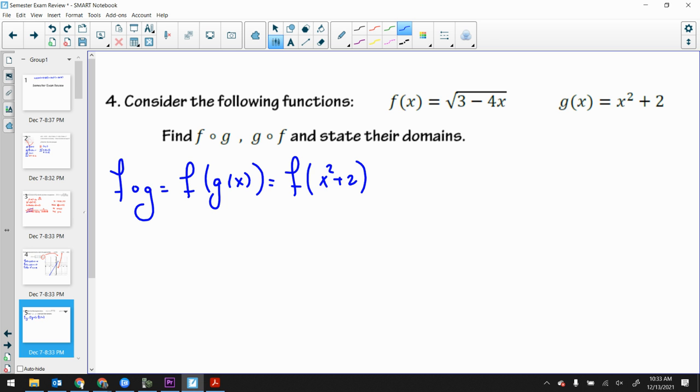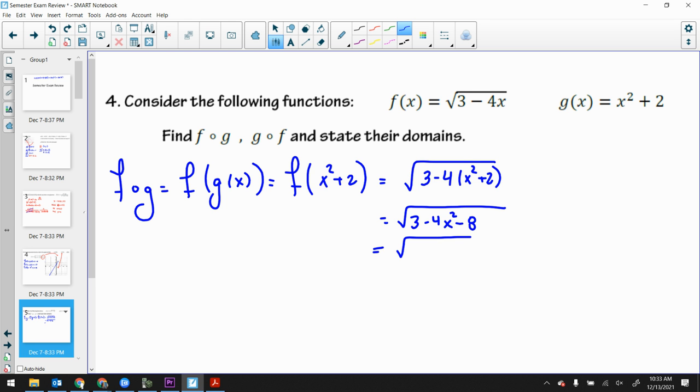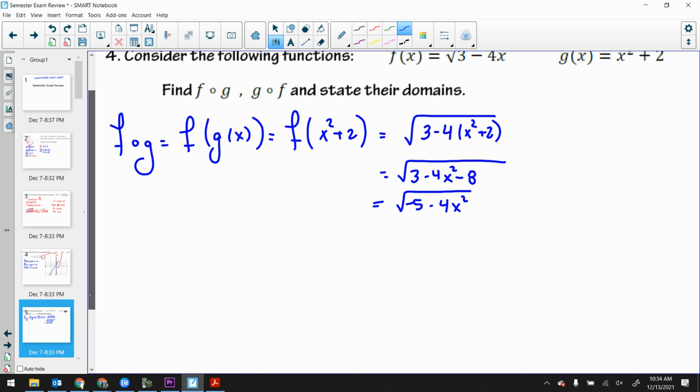So let's plug that in. This gives me the square root of 3 minus 4 quantity x squared plus 2. Let's reduce that down a little bit. So that's the square root of 3 minus 4x squared minus 8. All in total, negative 5 minus 4x squared. I'm going to pause on the domain part until we get done with the second piece, the g of f.